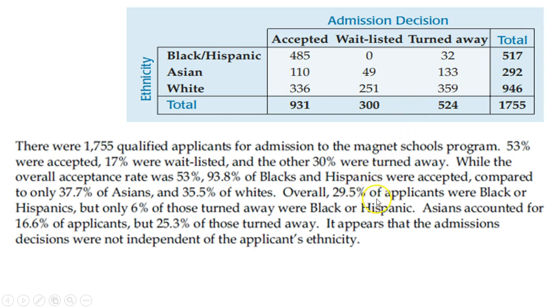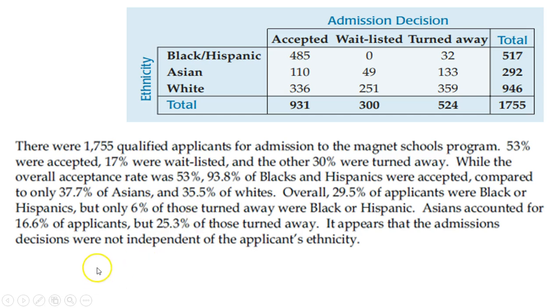Overall, 29.5% of the applicants were black or Hispanic. So overall, black or Hispanic, divide those, it says around 29.5%, but only 6% of those turned away were black or Hispanic. So turned away, if I take 32 divided by the 524, that's where they're getting that 6%.